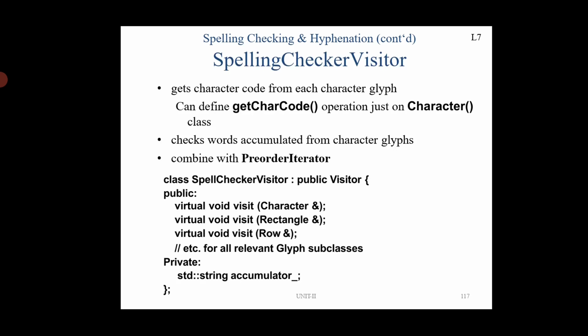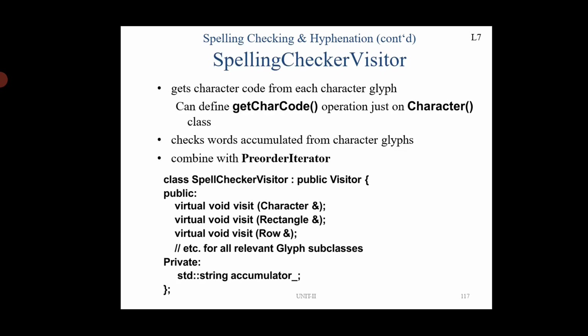We need to get here a character code. From each character glyph we need to get a character code. Can you define a get char code function for that particular operation just on the character class? We need to check words accumulated from a character glyph. So we need to combine with a preorder iterator.